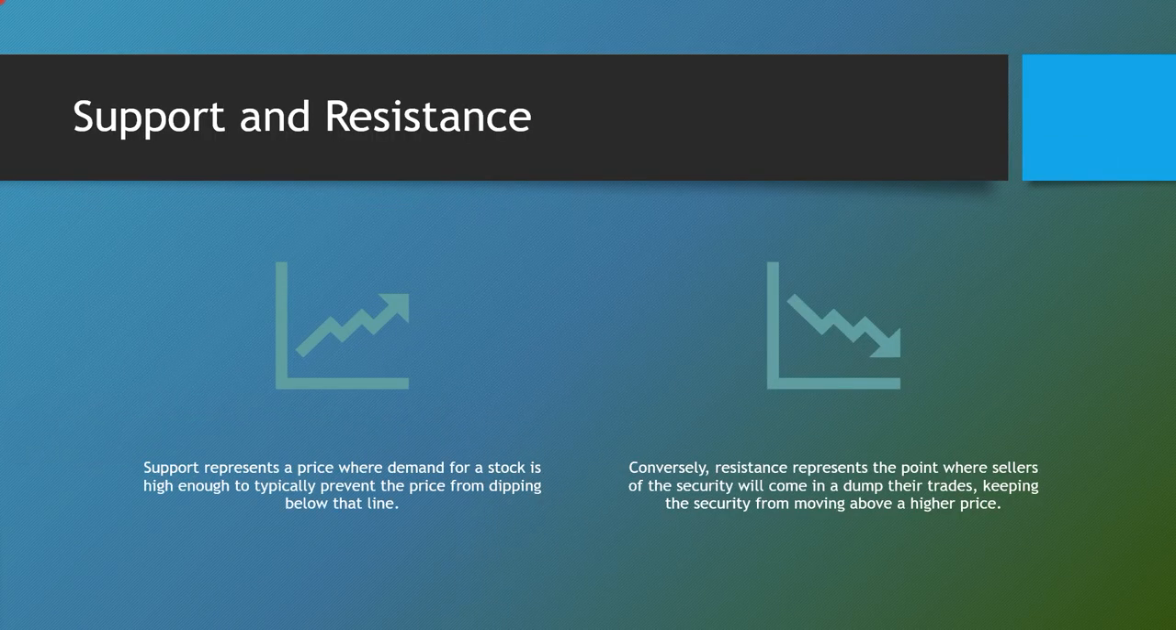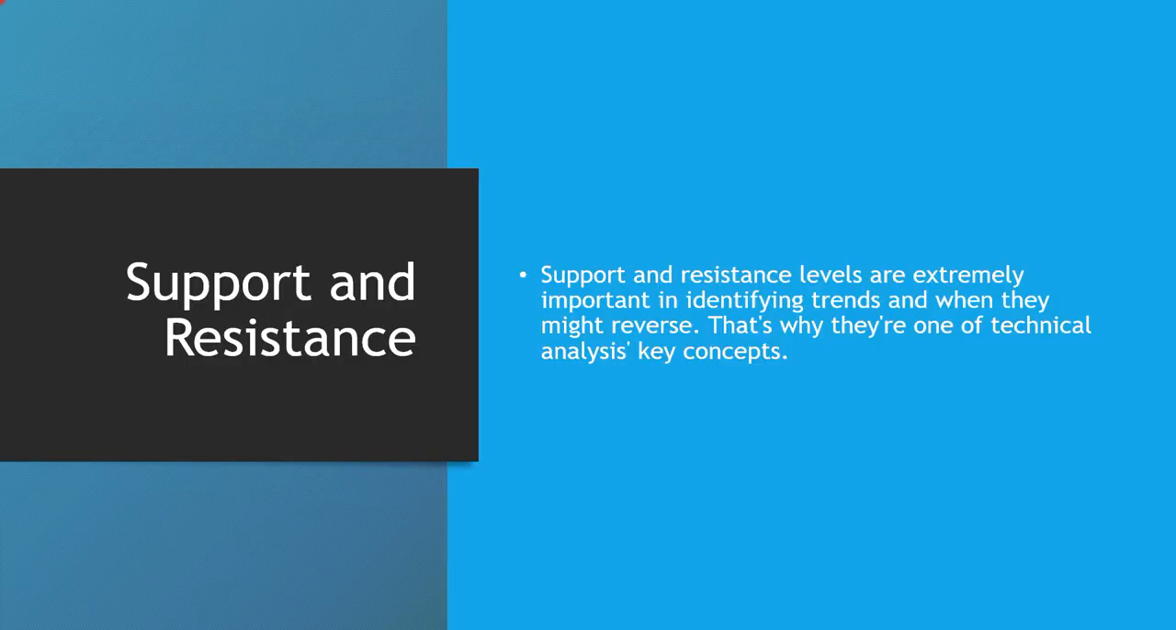So support represents the price where demand for a stock is high enough to typically prevent the price from dipping below that line. Conversely, resistance represents the point where sellers of a security will come in to dump their trades. Now, how you look at charts and find support and resistance are in our other lectures, when we're actually going to look at these, be drawing them on charts, and understand how to incorporate them in trading.